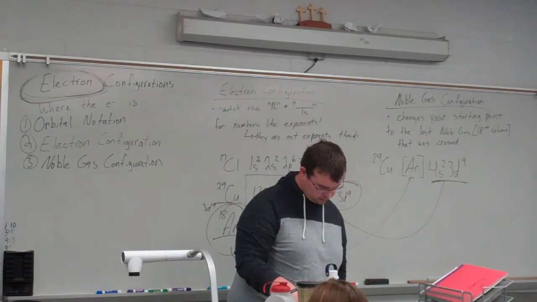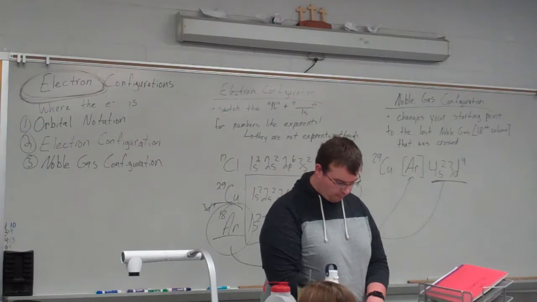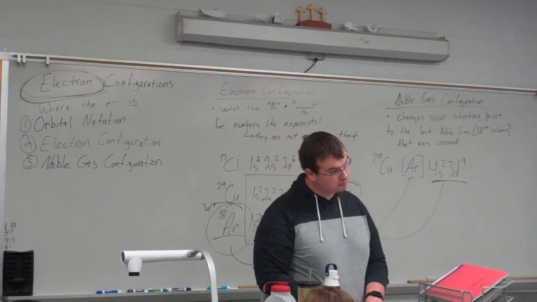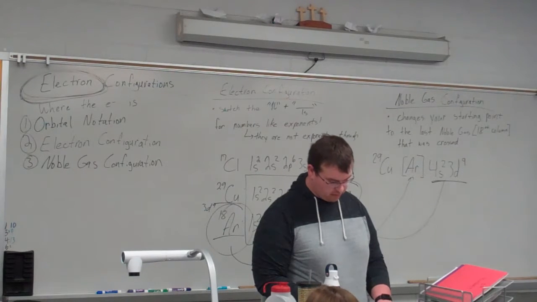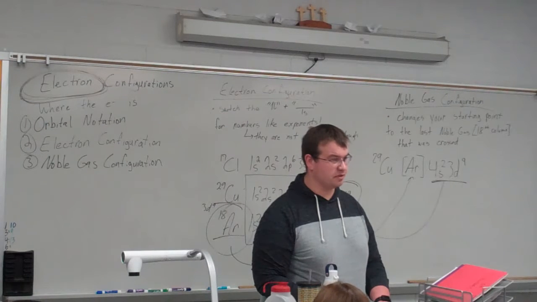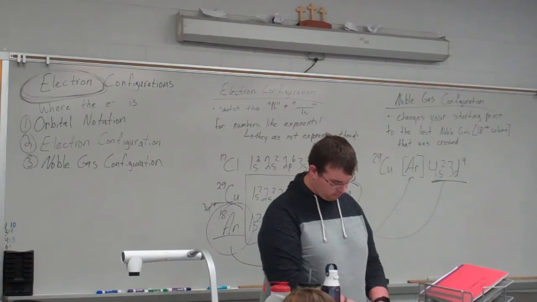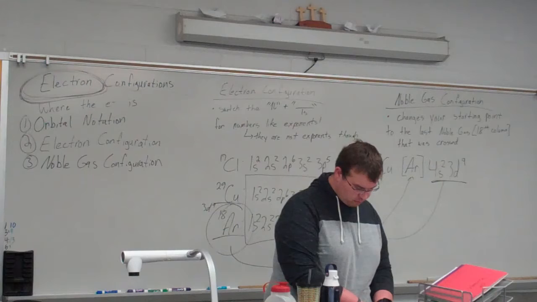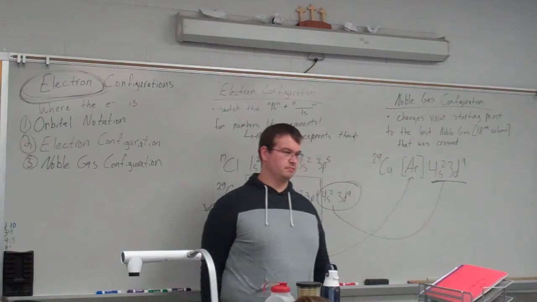What if it was gold? Put your finger on gold. Go up a row. Go all the way to the end. What do you got? That's Xe. So then from there, where do you go? What's the next thing after you put the Xe in brackets? You start right there. I think it'd be 6S2, 4F14. And then we go 5D: 1, 2, 3, 4, 5, 6, 7, 8, 9. I get it. Thank you. You're welcome.